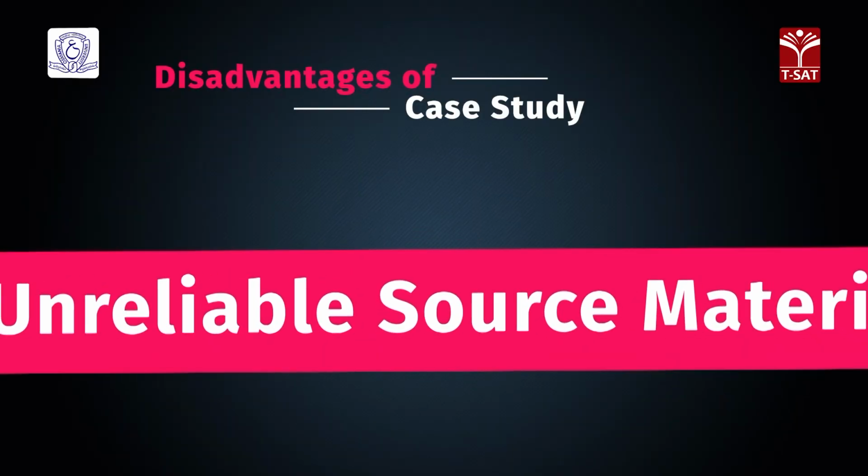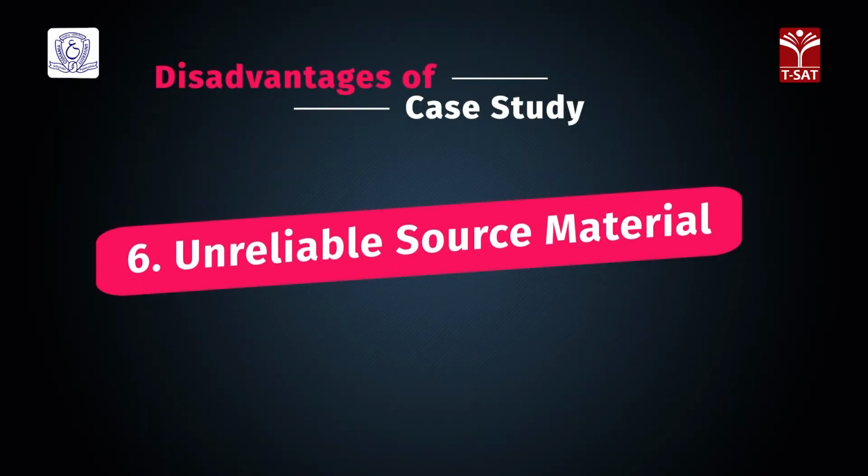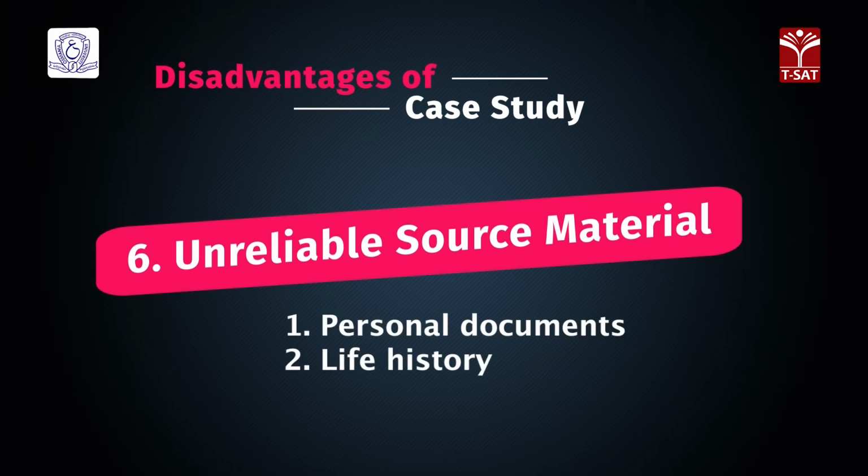Long time span may be another factor that is likely to distort the information provided by the social unit to the researcher. Sixth one is unreliable source material. The two major sources of case study are personal document and life history. But in both these cases, the records or the own experience of the social units may not present a true picture. On the contrary, the social unit may try to suppress its unpleasant facts or add color to them. As a result, the conclusions drawn do not give a true picture and dependable findings.